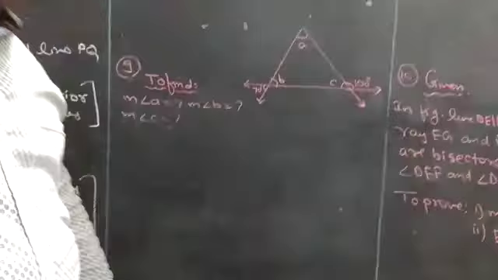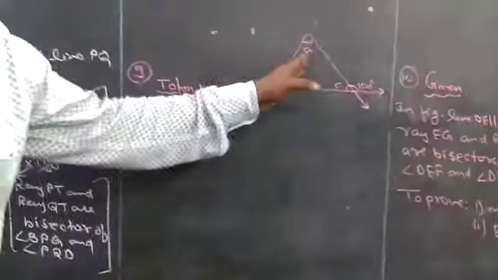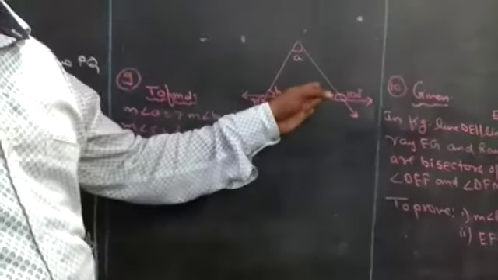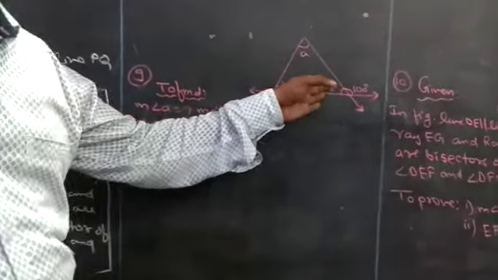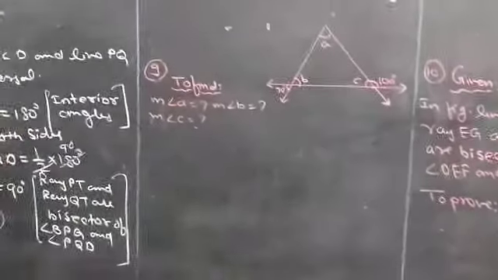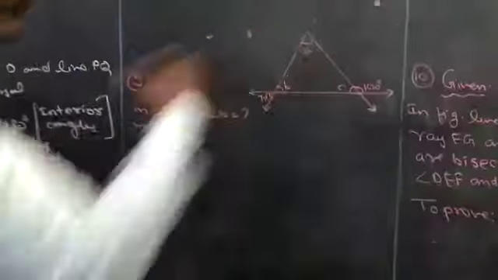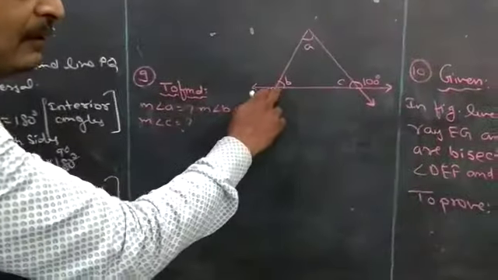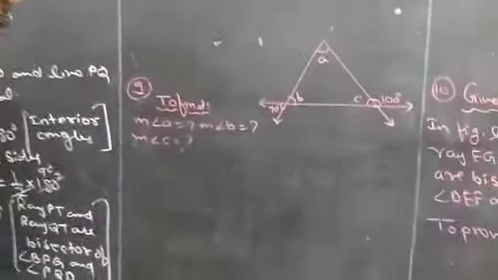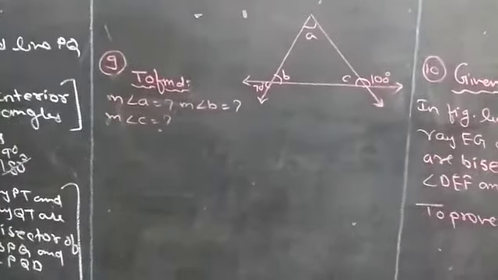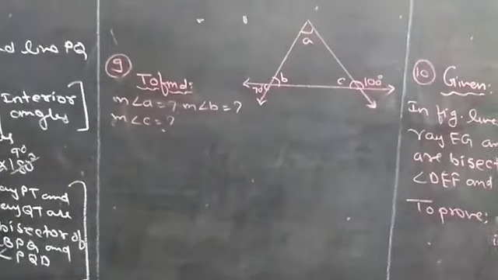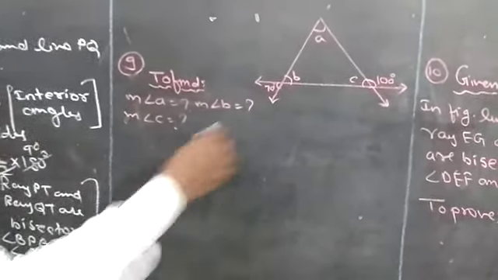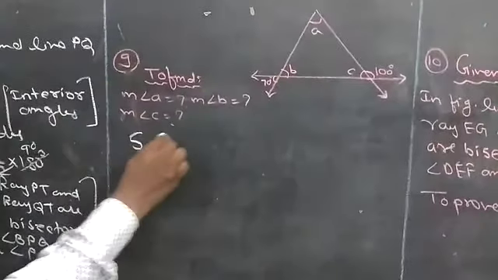You are given this diagram, and based upon this diagram you have to find measure angle A, measure angle B, and measure angle C. That means you have to find the value of these three angles. Now what information are you getting from here? You can see this angle and this angle are forming vertically opposite angles, and vertically opposite angles are always congruent. So let us begin with this.